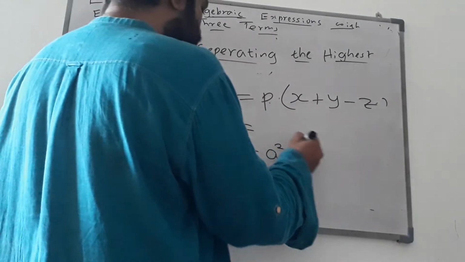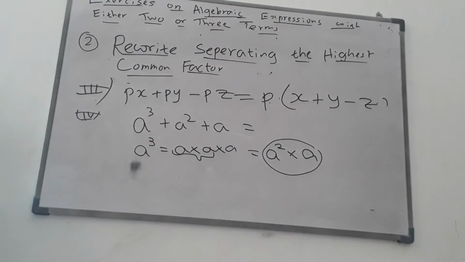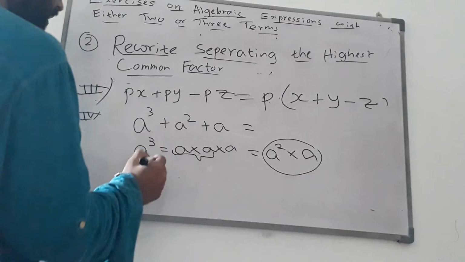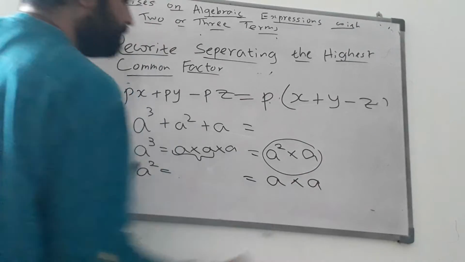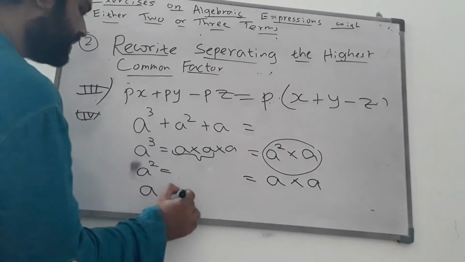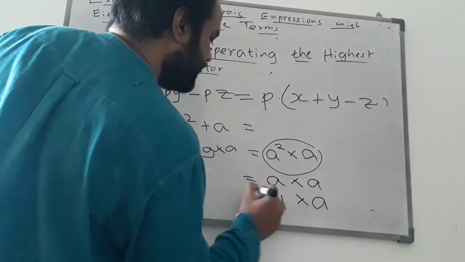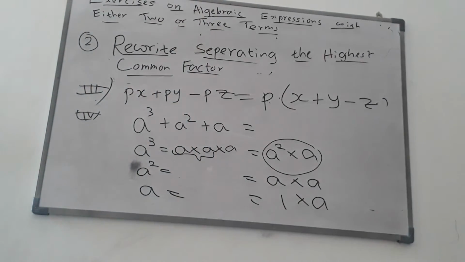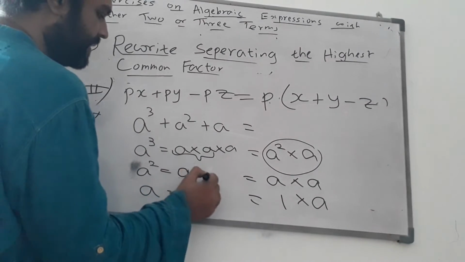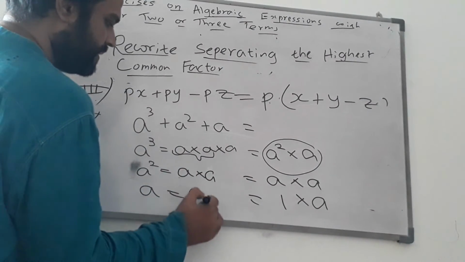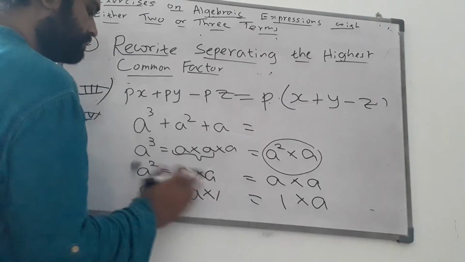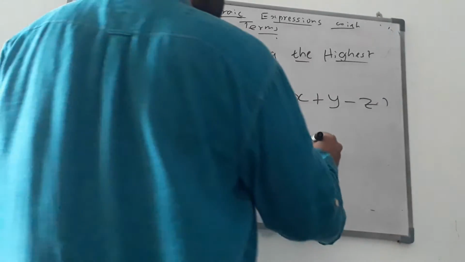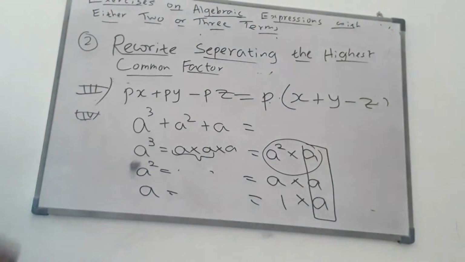I am going to apply this to factorize the first term. And a squared also can be written like a times a. Then a can be written like 1 times a. Now we know a is common to all these three terms. So we can take a out.